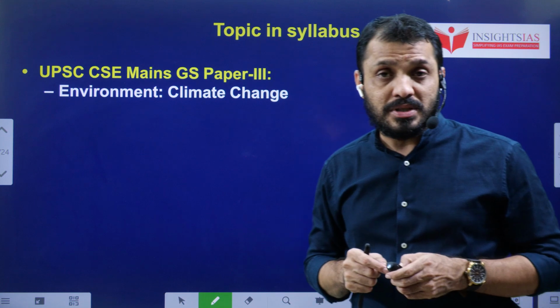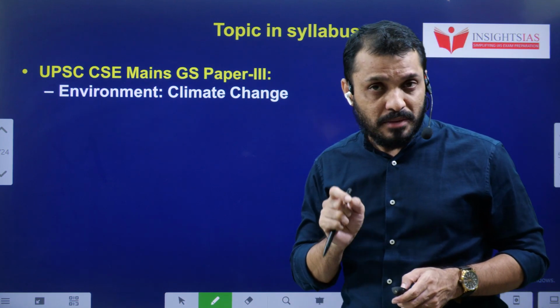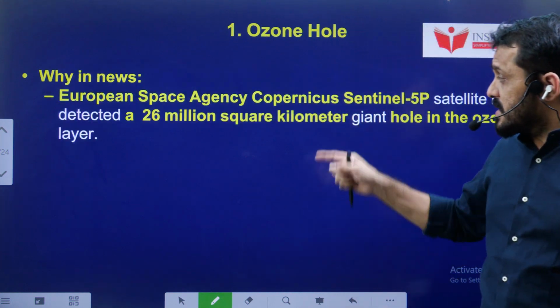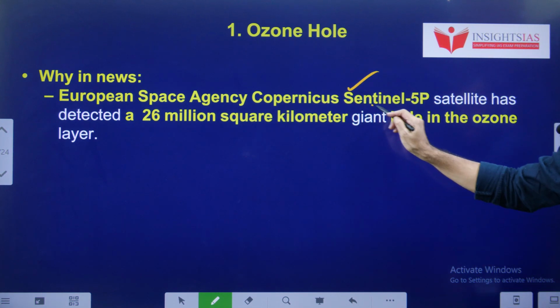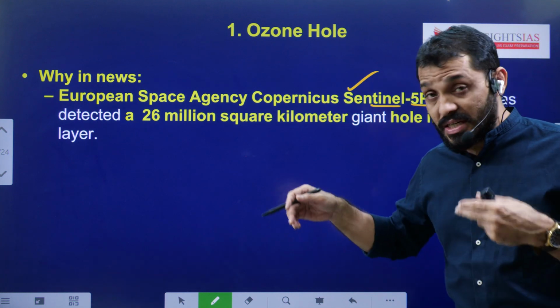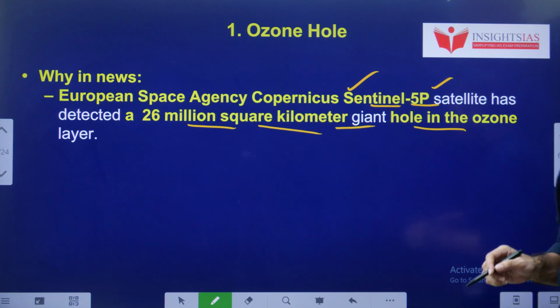Now, why is it in news? In the beginning of this video, I told you that a European Space Agency satellite observed a pretty significant ozone hole. What is the name of that satellite? The name of the satellite is Copernicus Sentinel-5P, and it detected an ozone hole of around 26 million square kilometers.